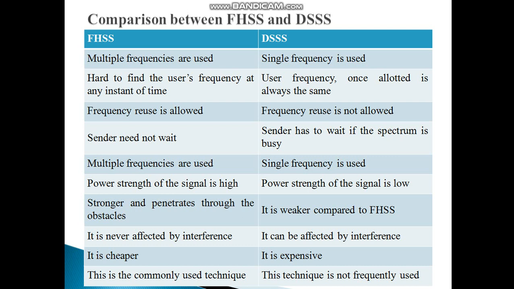FHSS is never affected by interference, while DSSS can be affected by interference. FHSS is cheaper, DSSS is expensive. FHSS is the commonly used technique. DSSS is not frequently used.